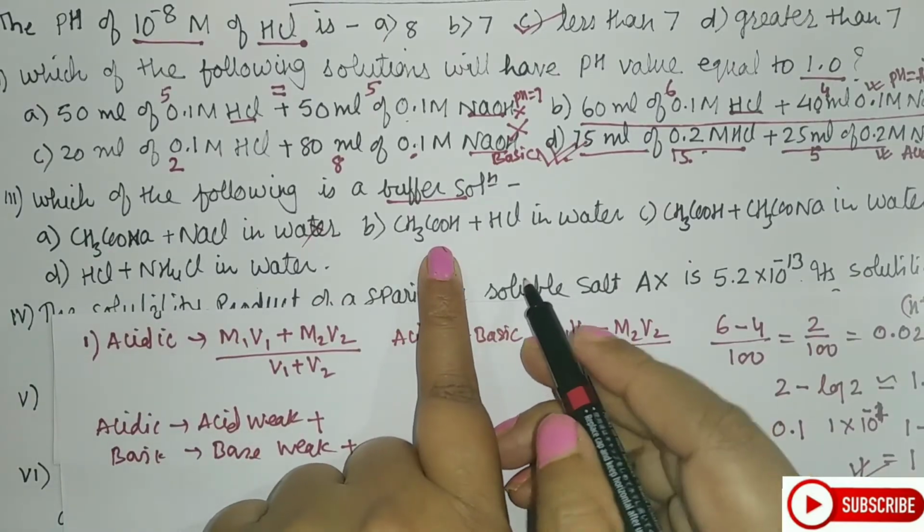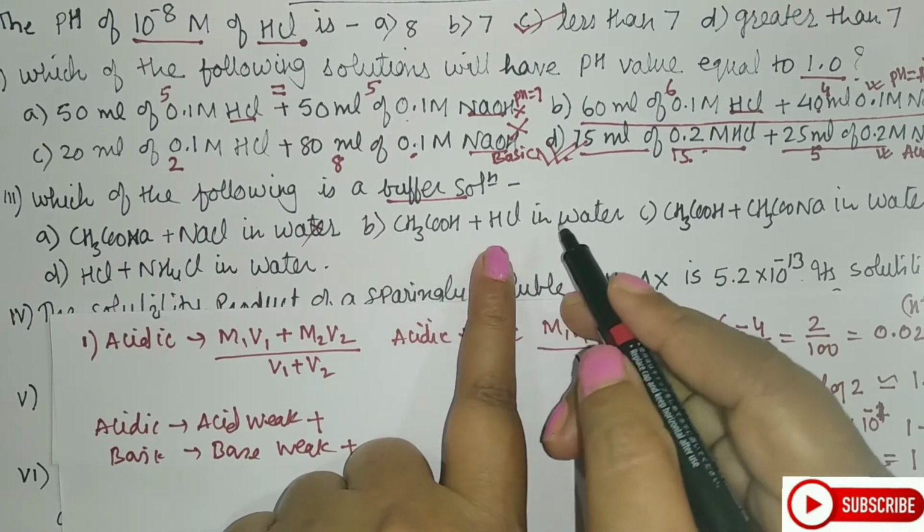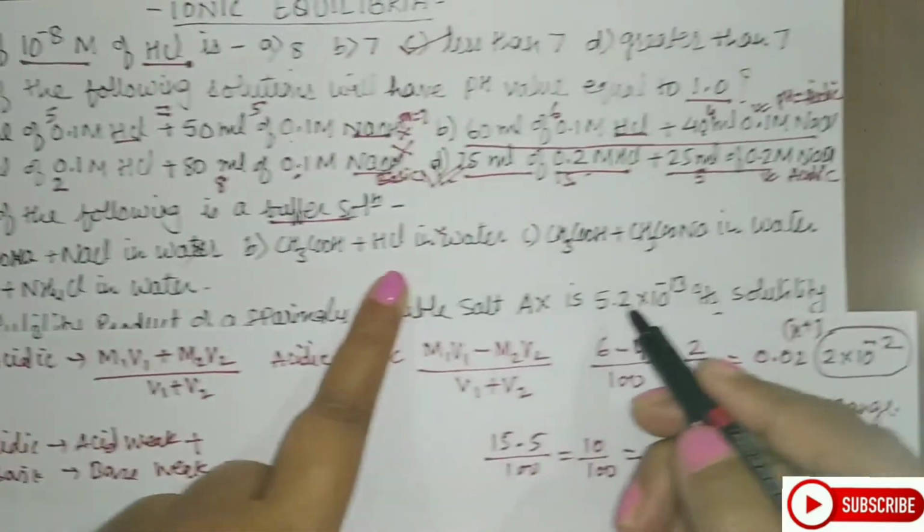Acetic acid is a weak acid, but this is again a strong acid. So this will be simply an acidic solution. It's not a buffer solution. Come to the next one.